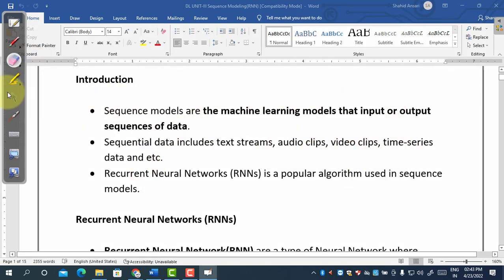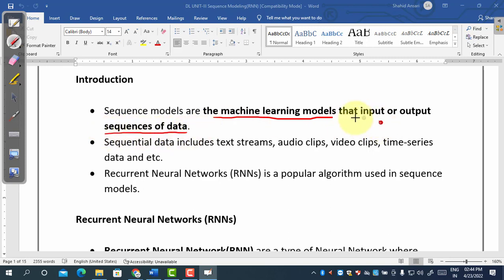Now, we will see the introduction first. Sequence models are machine learning or deep learning models. First of all, they are the deep learning or machine learning models that input or output sequences of data. In this case, we are not giving a single input.